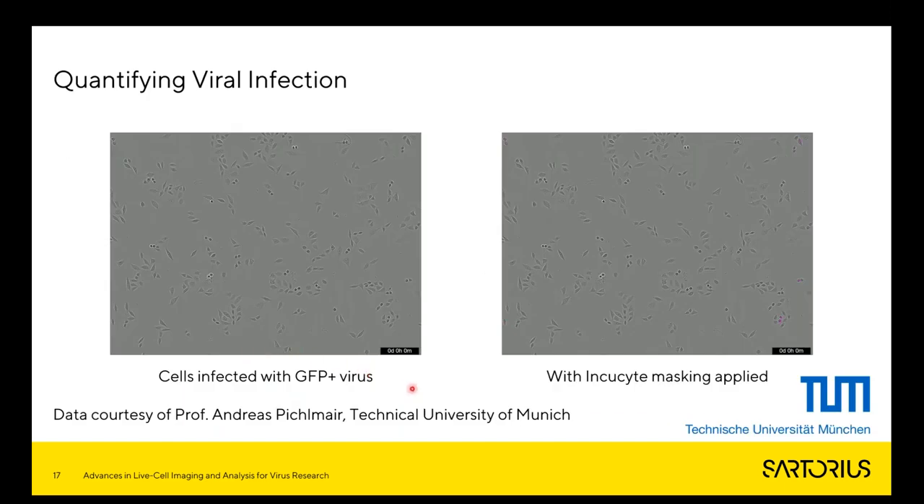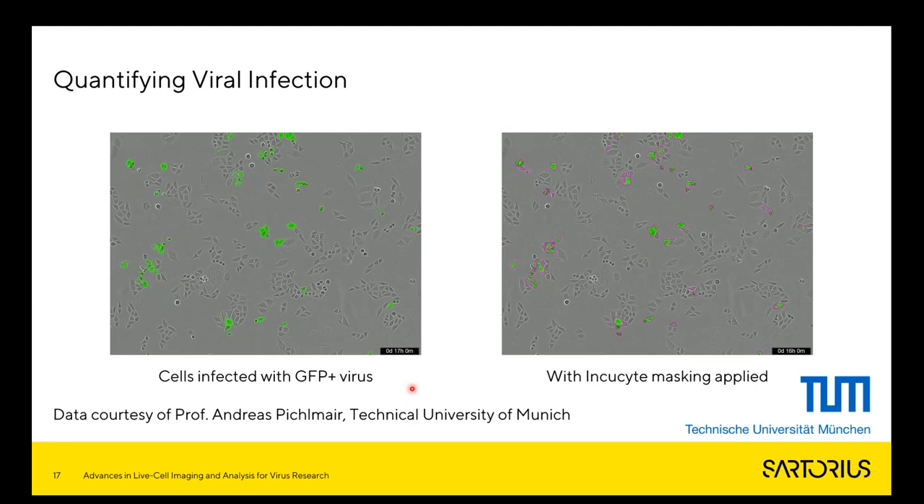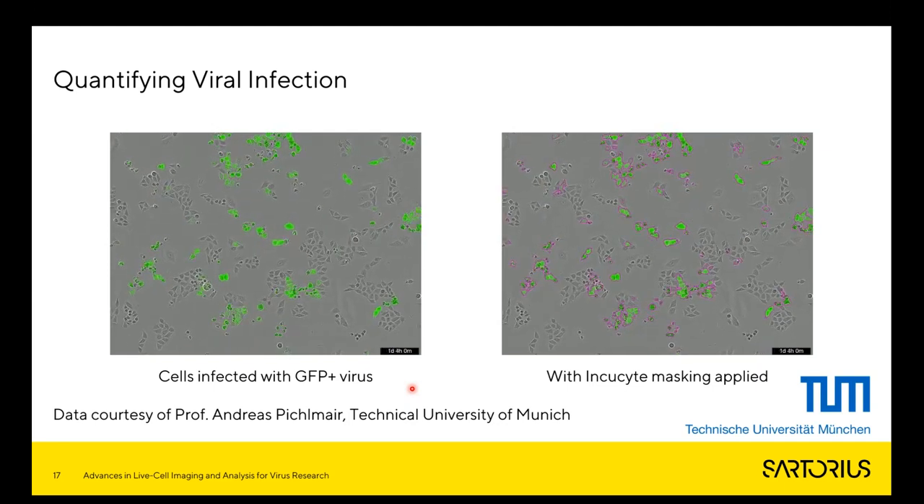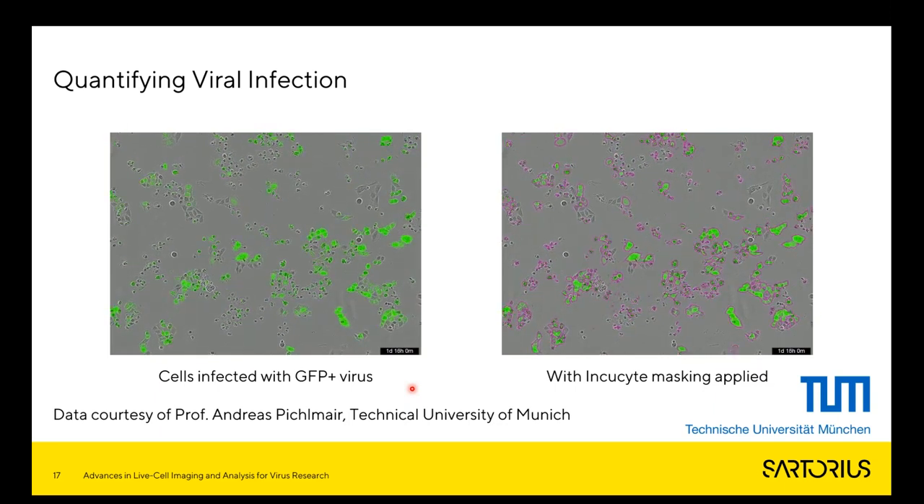So using this approach, the researchers of the Technical University of Munich have used a GFP tagged virus to infect their host cells. So basically what they wanted to do is they wanted to quantify these viral infections, and using a GFP reporter tagged virus essentially allows us to really visualize these infections as they take place.